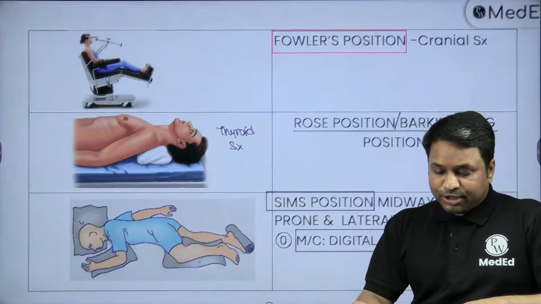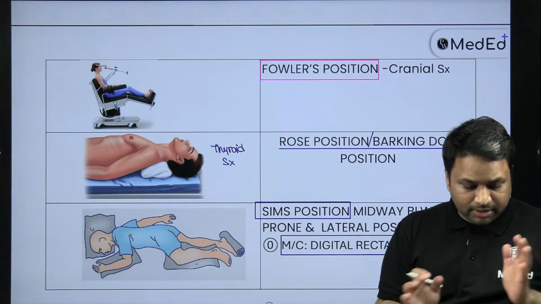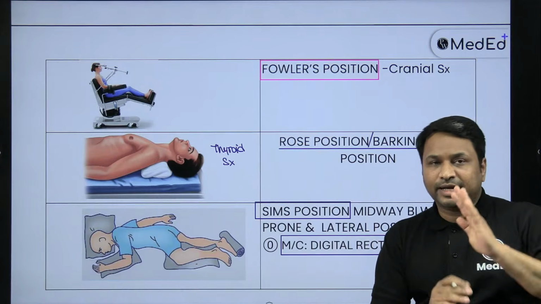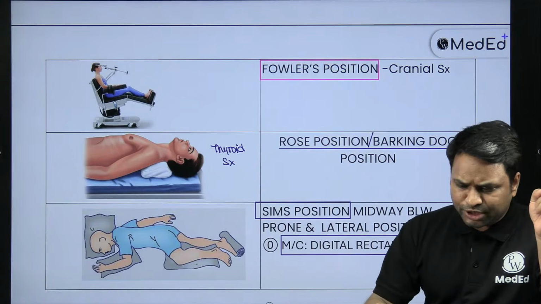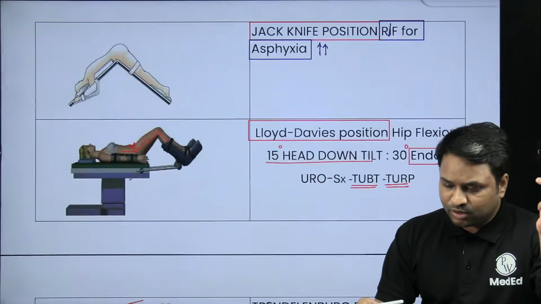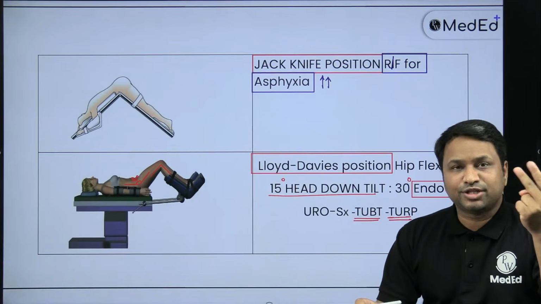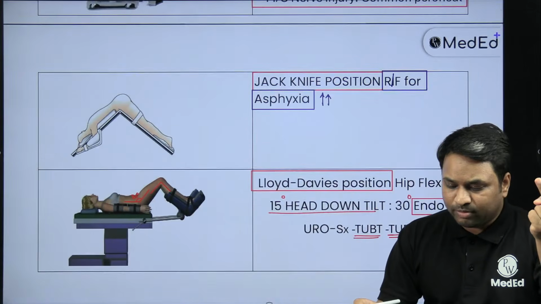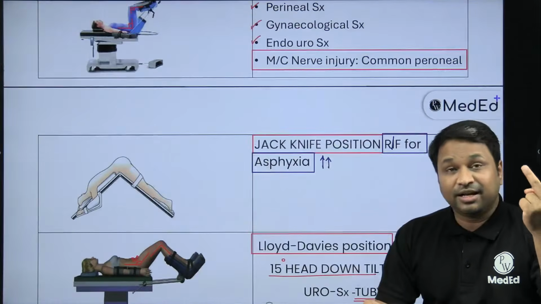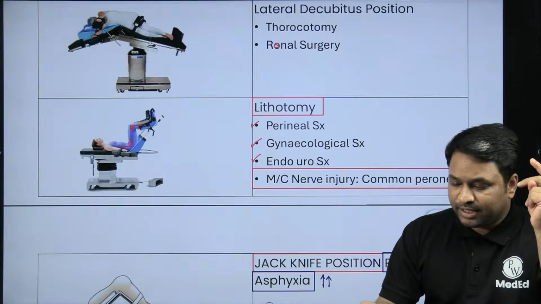All right, so all these positions are important from the exam perspective. Be very clear about the important aspects of it, and the two important questions they can ask you from the entire one. The difference between Trendelenburg and reverse Trendelenburg is also very commonly asked. Lloyd-Davis, they've asked you what is the modification and the most common problem that they can face across it. Jackknife, the risk for asphyxia is more, and lithotomy, the most common nerve injury is your common peroneal nerve, right?